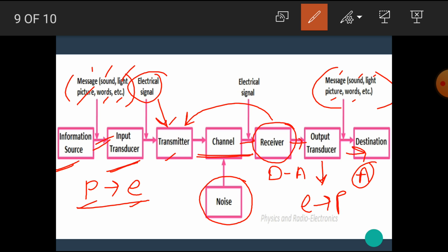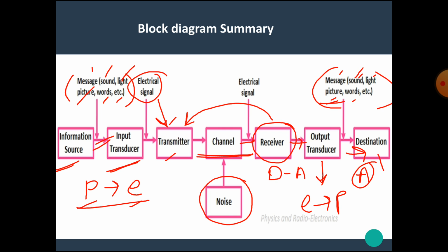That means if our information or our signal is a sound, then the destination is a speaker. If our message or information is a picture, then the destination is any digital screen or display, etc. I hope you all understand the working of this block diagram.